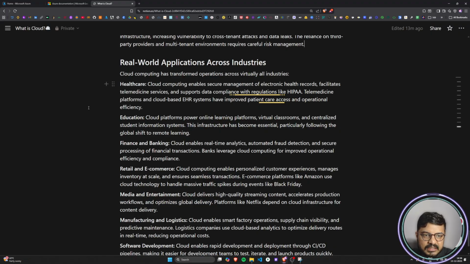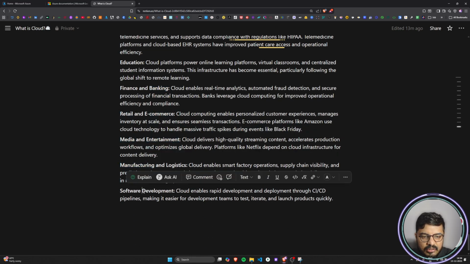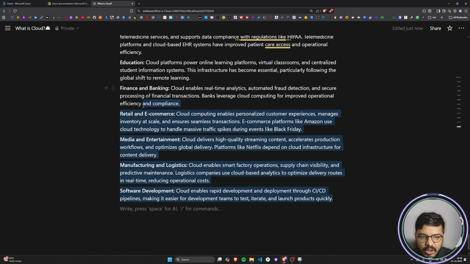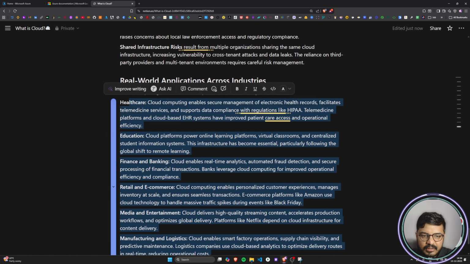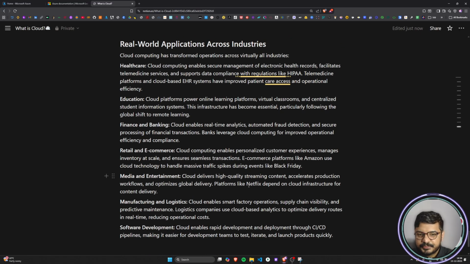Then real-world applications. So it can be used in healthcare, right? In education, finance and banking, retail, e-commerce, media and entertainment, manufacturing, and software development. How they can be used, you can for sure read it. Not a very difficult thing to understand.